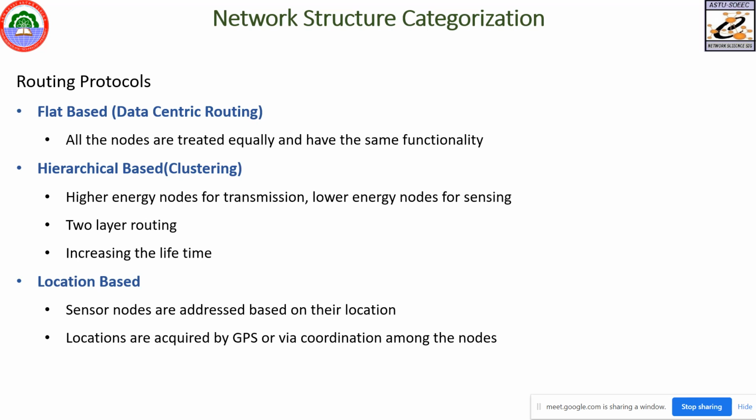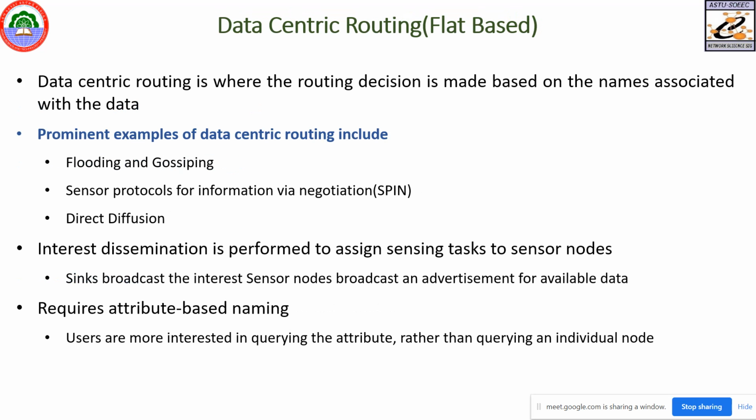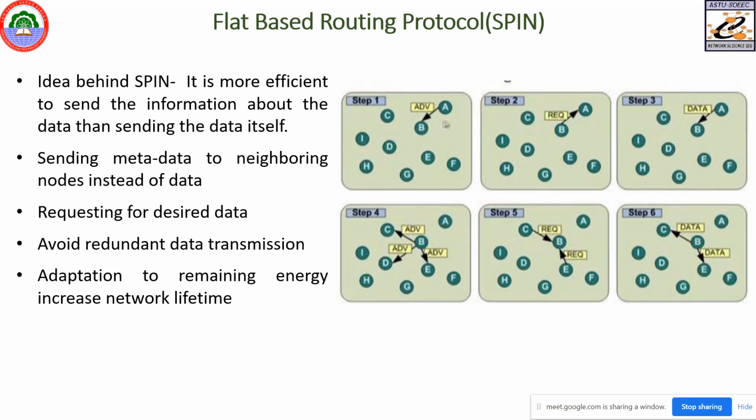As we discussed just now, flooding and gossiping are examples of flat based routing, and we have another protocol called SPIN, as we discussed earlier in the class. That also we are going to discuss, and there is directed diffusion. These are the protocols we are going to discuss under flat based routing. So these are the examples: flooding and gossiping, the SPIN protocol, Sensor Protocols for Information via Negotiation, and another protocol called directed diffusion. These are examples of data centric routing or flat based routing. So let us go one by one.